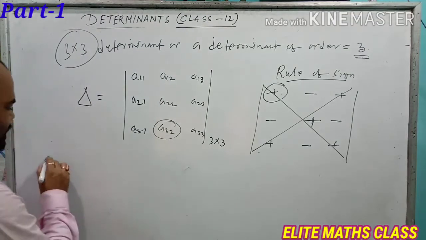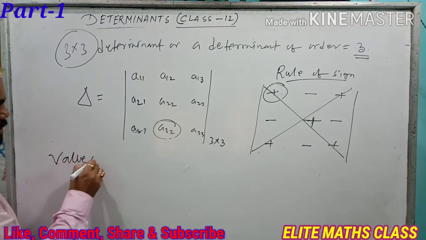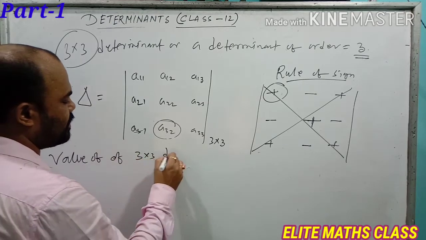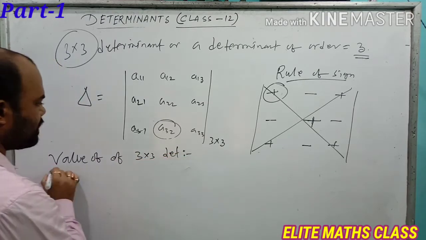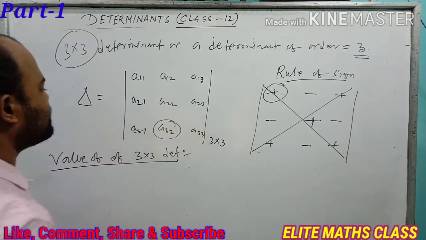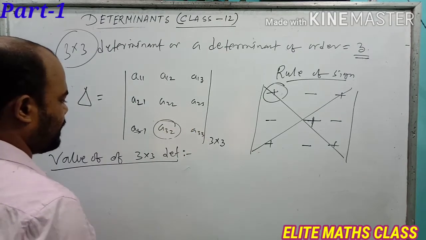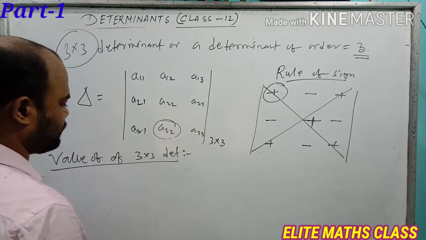Now the next thing is the value of a third order determinant, or 3 by 3 determinant, that is, how to find the value of this determinant. For this there are two methods.